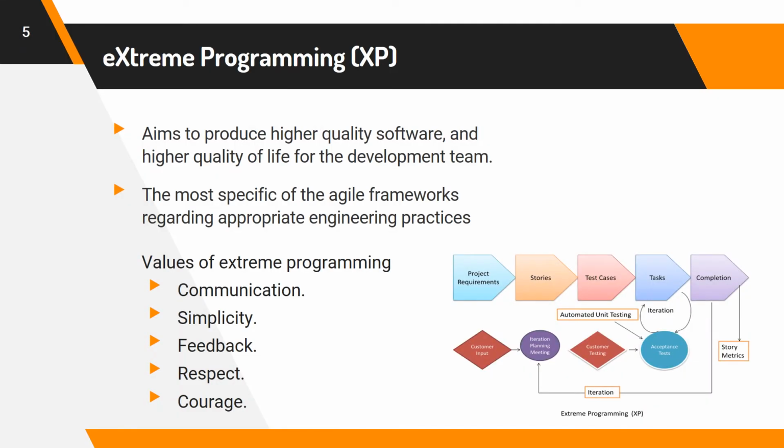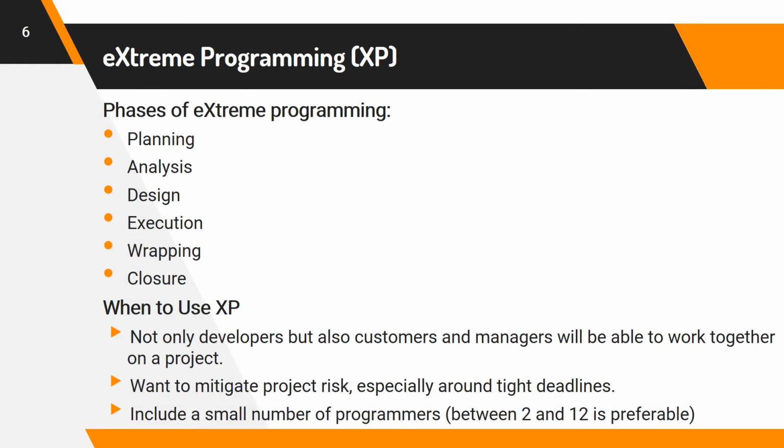The next is XP. Extreme Programming is an agile software development framework that aims to produce higher quality software, and higher quality of life for the development team. XP is the most specific of the agile frameworks regarding appropriate engineering practices for software development. The five values of extreme programming are communication, simplicity, feedback, respect, and courage. There are several phases of extreme programming, which are planning, analysis, design, execution, wrapping, and finally closure.